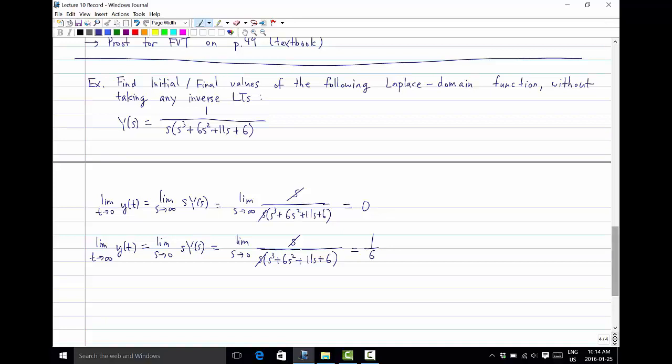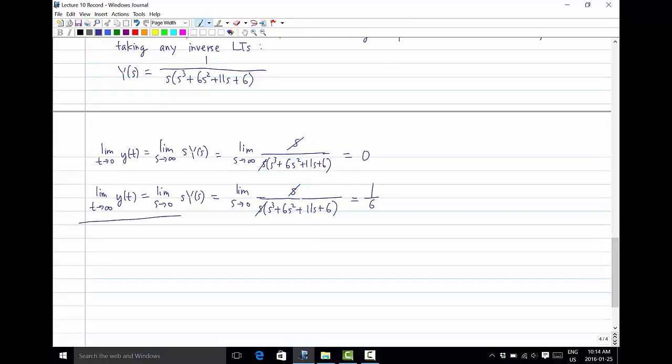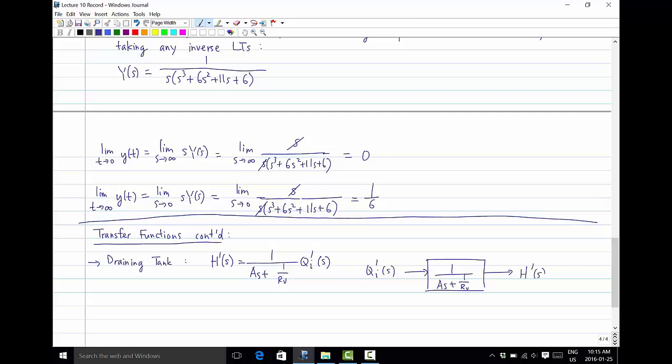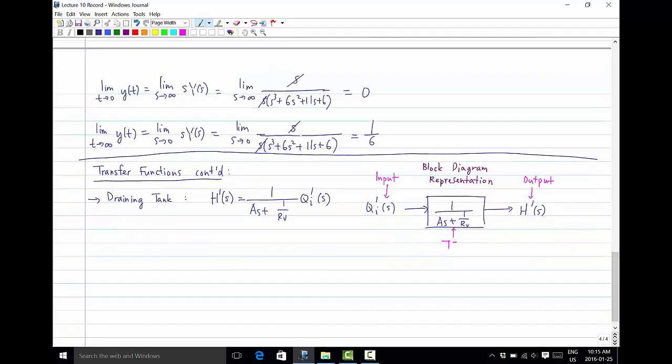Now let's continue on with the transfer functions and how we can use them to determine the responses of different systems in accordance to different inputs. Let's look back on our draining tank example and recall that the transfer function between the height of the tank and the inlet flow rate of the tank in deviation form is a first order transfer function, 1 over as plus 1 over the valve resistance. We can show this in block diagram form by labeling the inputs and outputs and the transfer function between them.